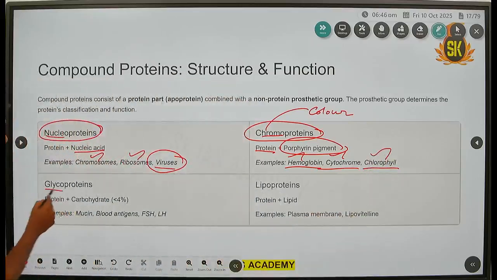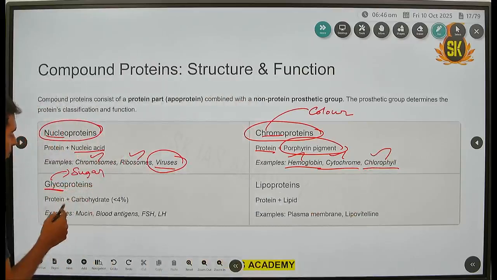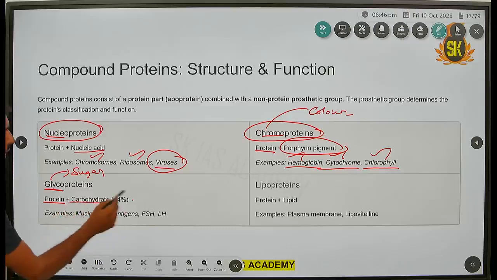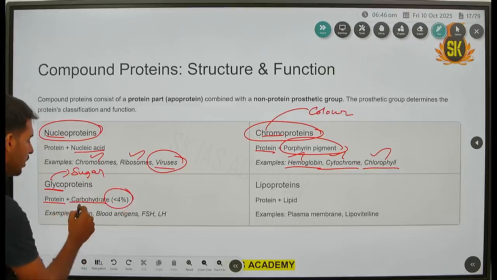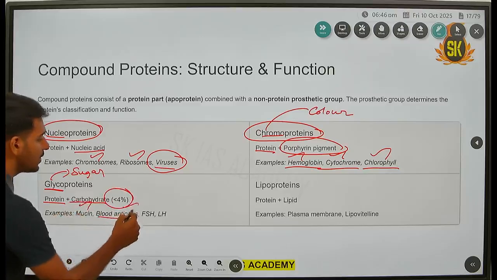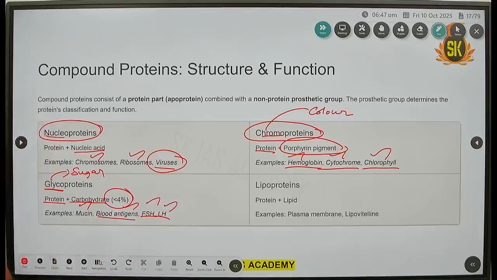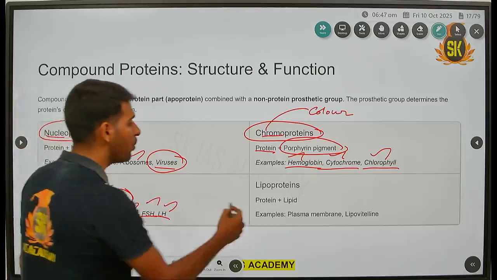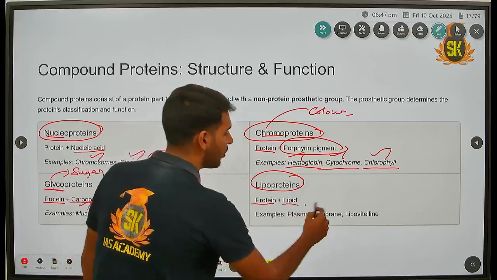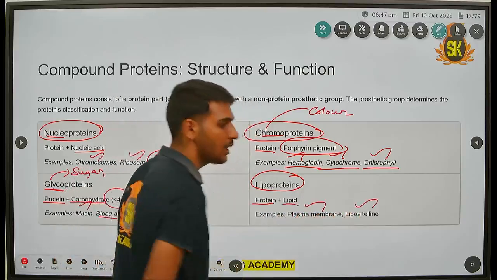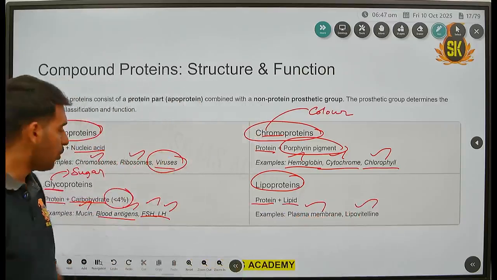Glycoproteins: the name glyco suggests sugar, so protein plus carbohydrate, but the amount is less than 4%. Examples are mucin, blood antigens, follicle stimulating hormone, luteinizing hormone. Lipoproteins: protein plus lipid. Examples: plasma membrane, lipovitellin. So these are examples of compound proteins.